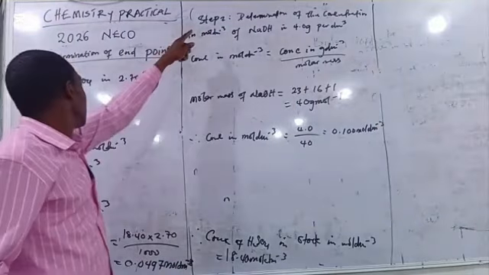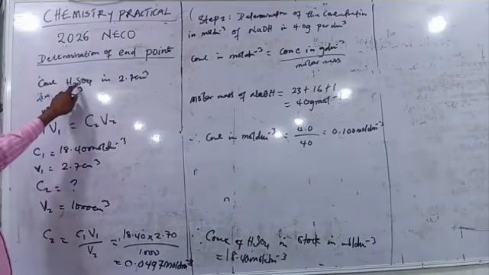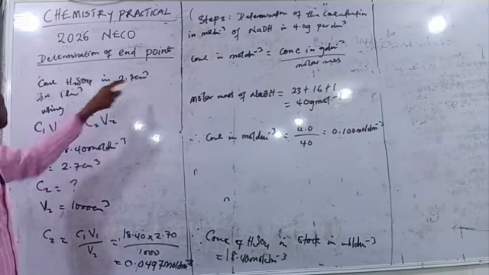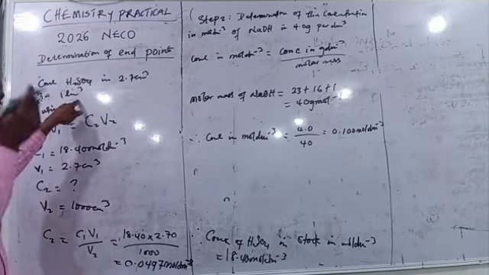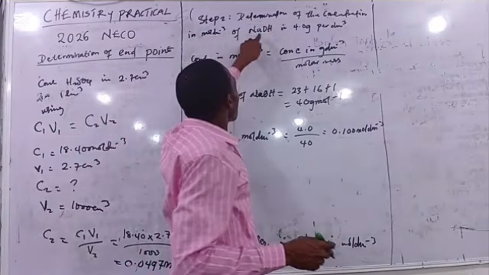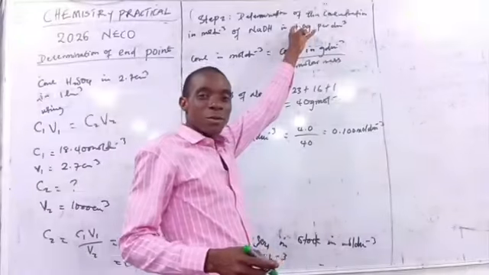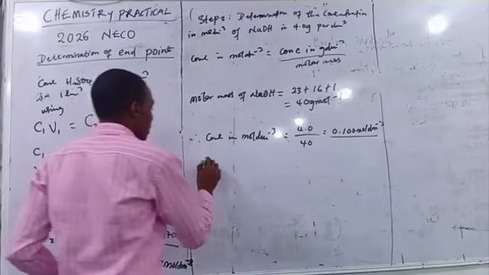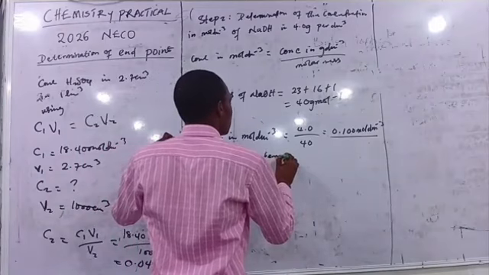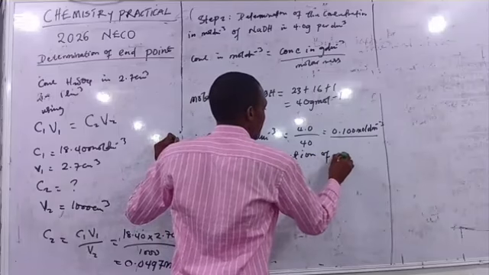So we have done the first step, which was determination of concentration of H2SO4 in mole per dm cube contained in 2.7 cm cube in 1 dm cube. Now the second step is concentration of NaOH in mole per dm cube based on the values they ask us to measure. This is step 3. Now determination of endpoints.